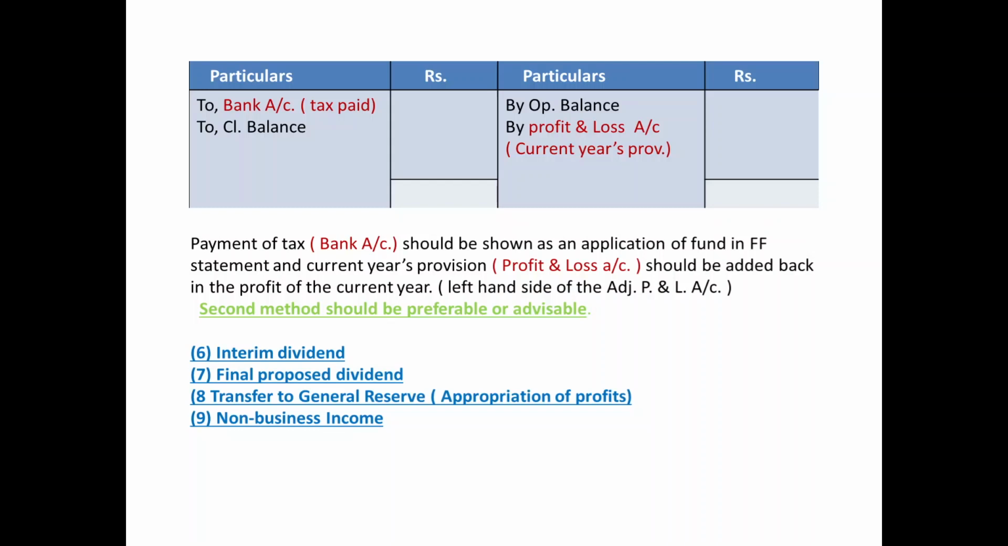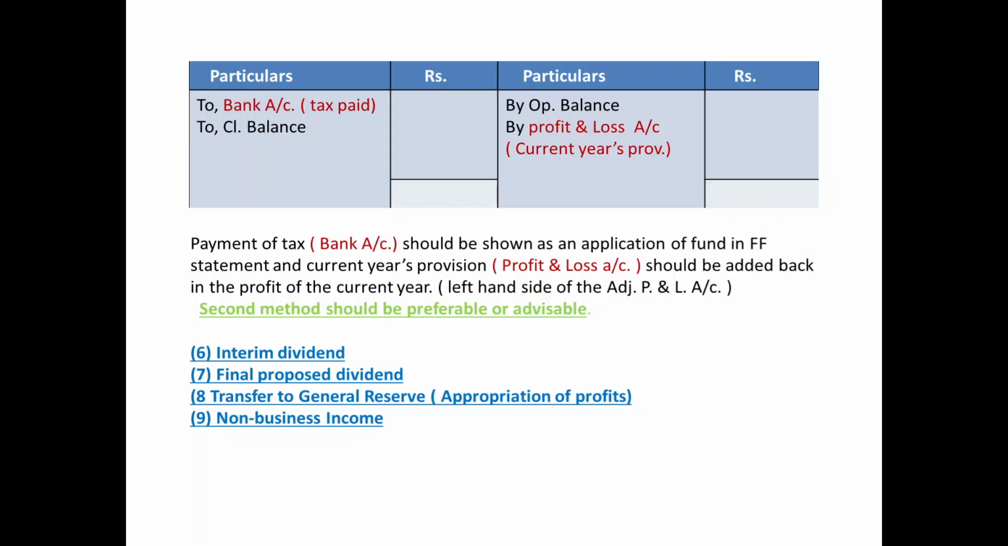See the nature of the first journal entry. Profit and loss appropriation account debit, interim dividend account credit. By debiting it to the profit and loss appropriation account, the company has reduced the profit of the current year. But the payment has not been made in the first journal entry; the company has just taken out that amount from the current year's profit. So the nature is non-cash.